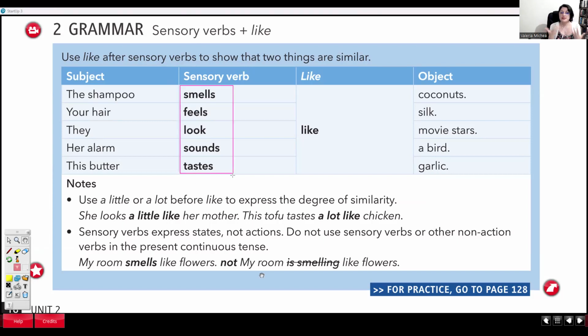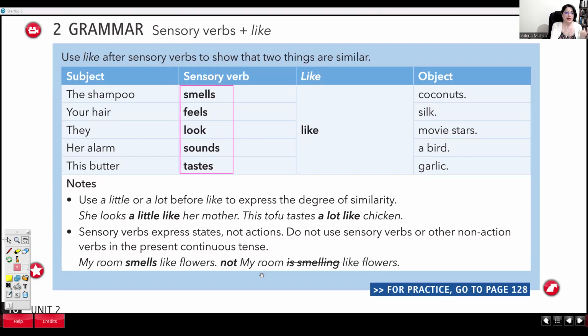So it has to make sense with the smell, feel, look, sound, and taste first, and then two things that are on the same level, or at least they are similar. That's the idea, right? So don't forget that, because if you start comparing things that have nothing in common, it sounds weird, right? And if you're going to do that, you have to explain why.